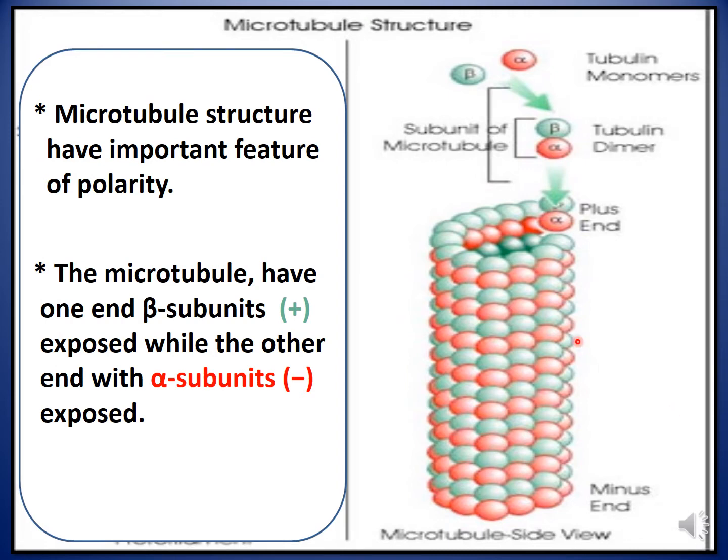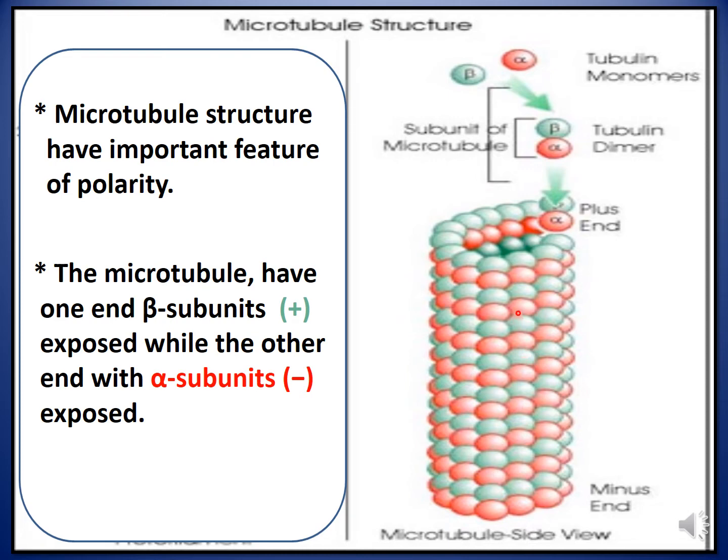Microtubules have a special feature. This feature is polarity أو القطبية. The microtubules have two ends. One end beta subunits اللي تظهر باللون الأخضر. Other end alpha subunits اللي تظهر باللون الأحمر.